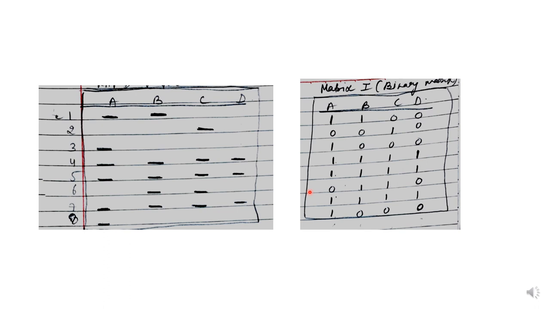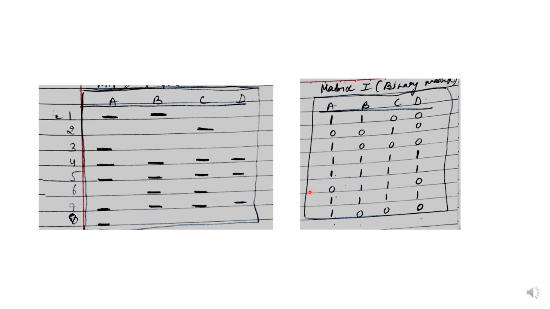The second band is missing, so we have marked it with 0. The third band is present, so we have marked it with 1. The 4th and 5th are present, so we have marked them with 1. The 6th is missing, so it is marked with 0. And the 7th and 8th are present, so they are marked with 1 and 1.